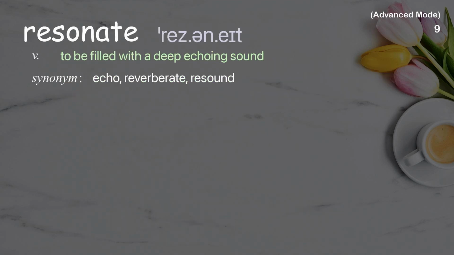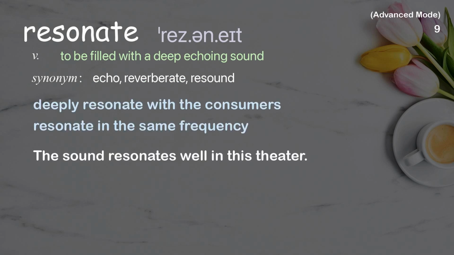Resonate. To be filled with a deep echoing sound. Examples: Deeply resonate with the consumers. Resonate in the same frequency. The sound resonates well in this theater.